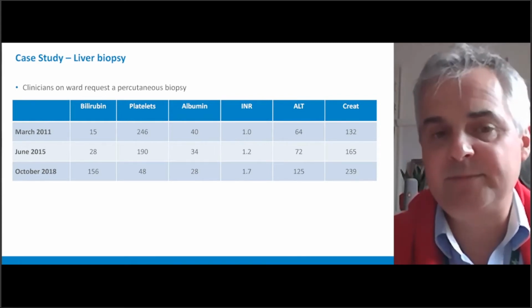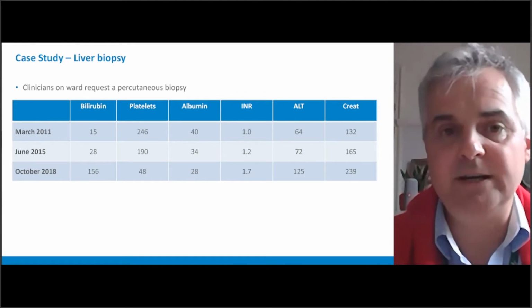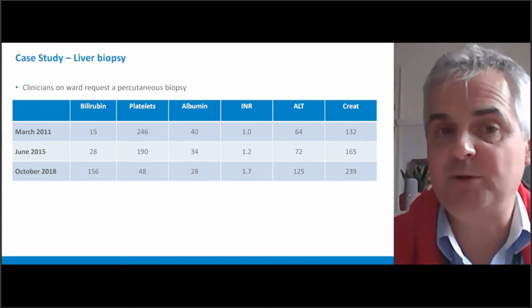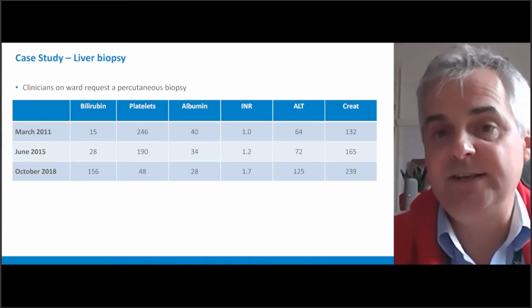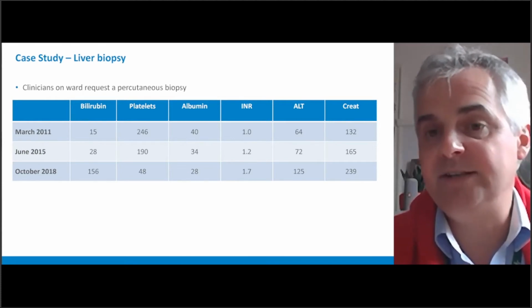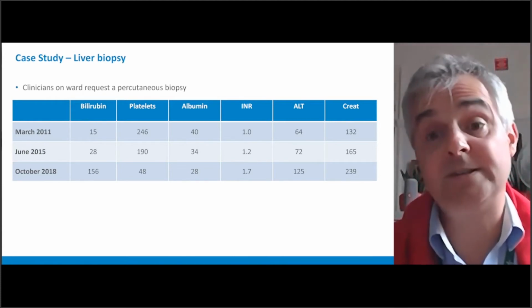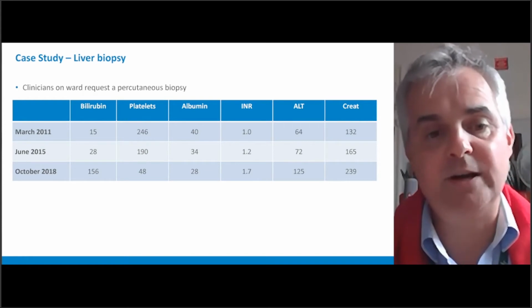Perhaps the two things, though, that really struck me were the fact that his platelets had dropped quite sharply in those years that we hadn't been looking after him, and his renal function had deteriorated quite significantly, such that he had a creatinine of 239.